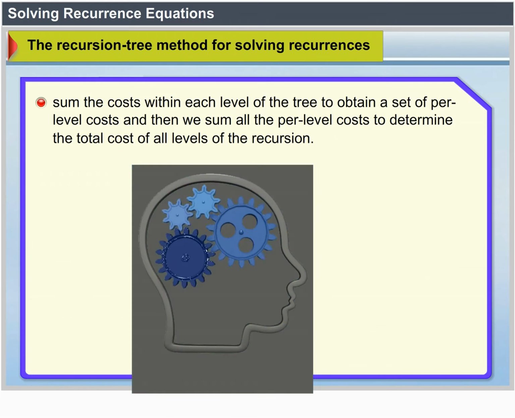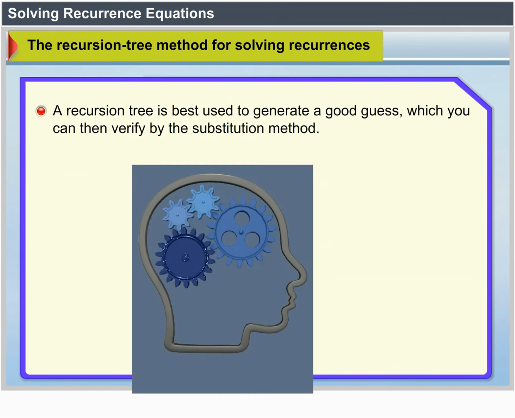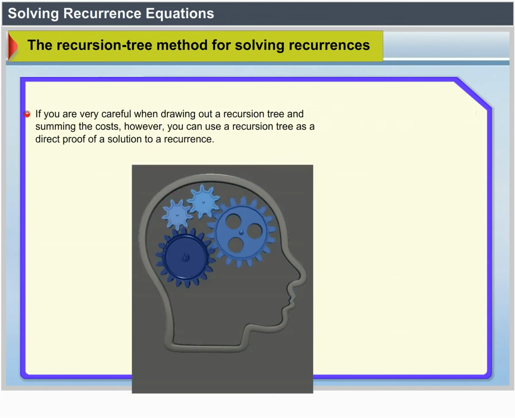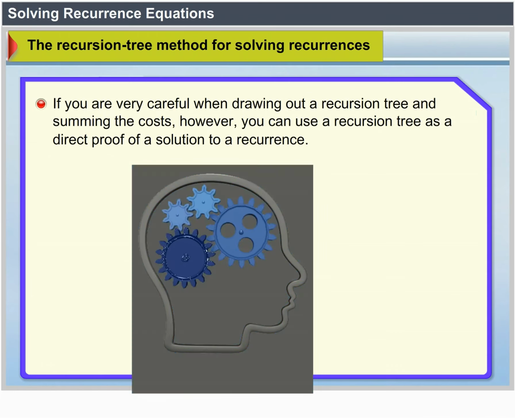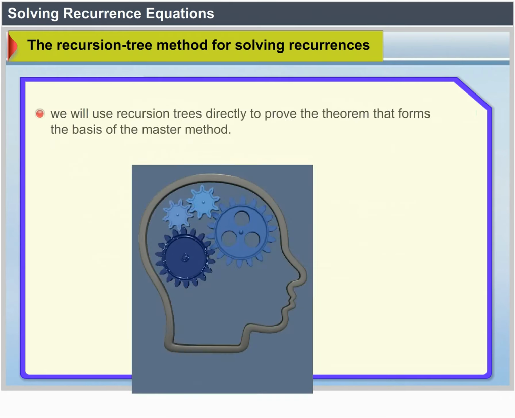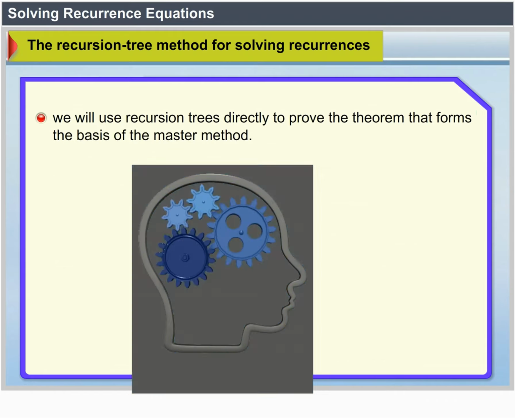A recursion tree is best used to generate a good guess, which you can then verify by the substitution method. When using a recursion tree to generate a good guess, you can often tolerate a small amount of sloppiness, since you will be verifying your guess later on. If you are very careful when drawing out a recursion tree and summing the costs, however, you can use a recursion tree as a direct proof of a solution to a recurrence. We will use recursion trees directly to prove the theorem that forms the basis of the master method.